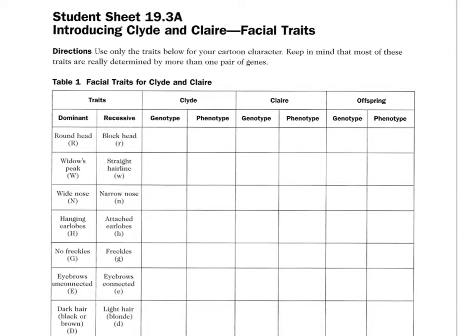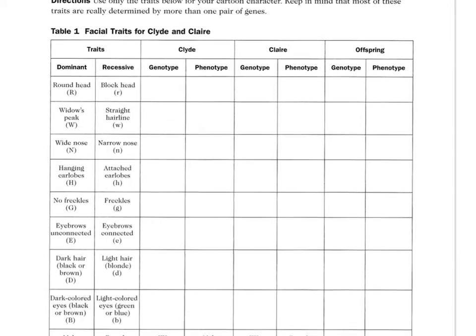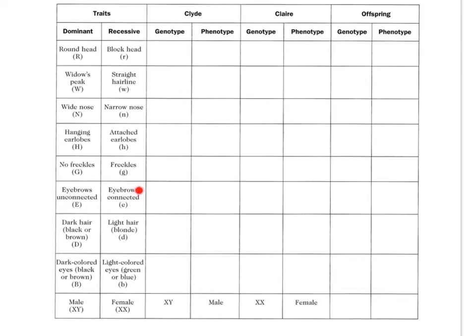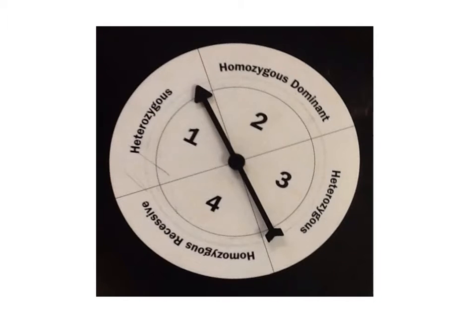And what we're going to track for each of these individuals is, down the left side, we have 9 traits, and that includes gender, which we're going to track for all 3. Now, one thing you also need to know is that there's a spinner that goes with this, so we're going to take a look at the spinner so you can understand what I'm doing in the video. Okay, so here's the spinner that goes with the lesson.